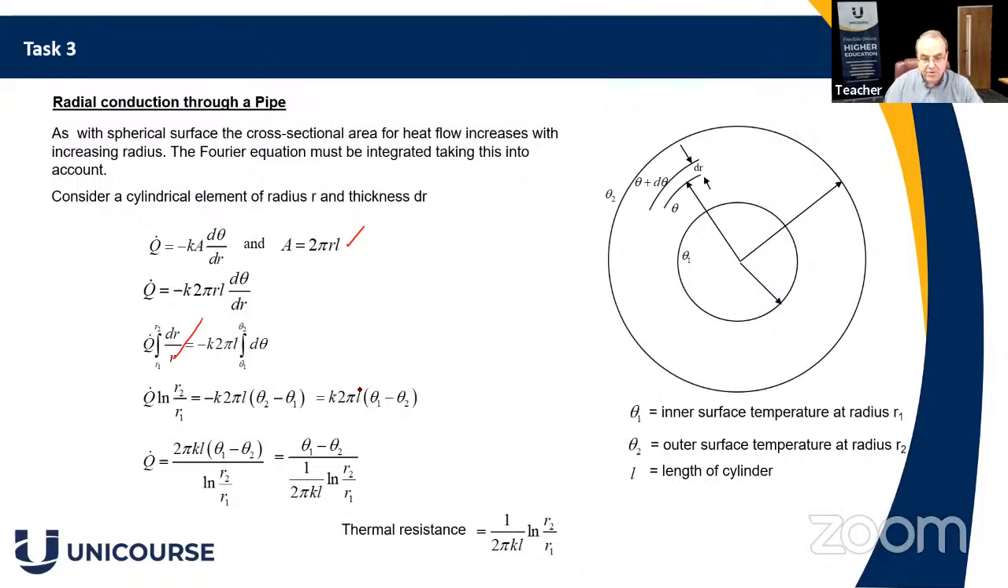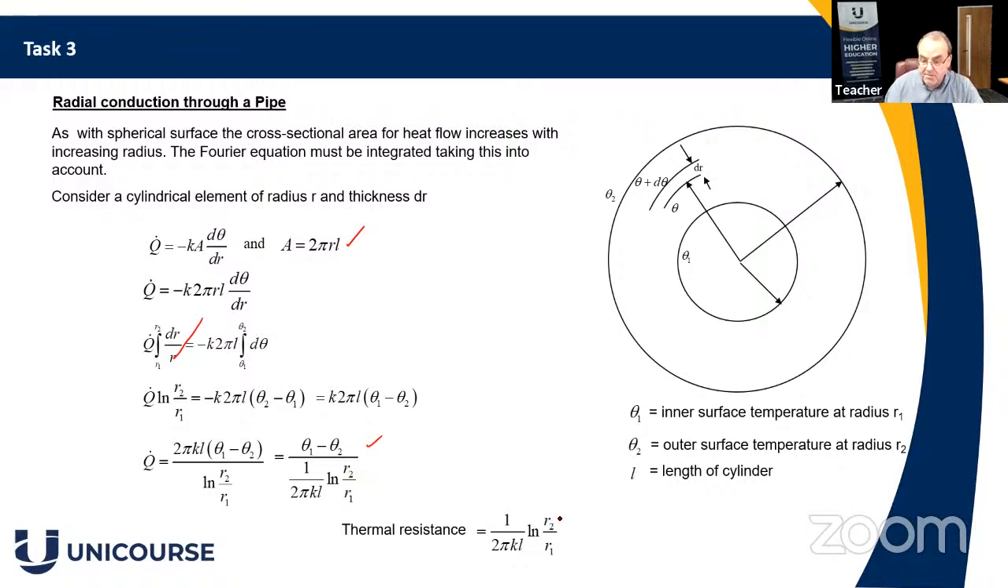So we're going to tidy up that equation now. Taking Q out of the expression, making it what we need to establish, it becomes 2 pi KL (theta 1 minus theta 2) divided by log of R2 over R1. And with a little bit further tidying up, we have theta 1 minus theta 2 on the top, and on the bottom, we have 1 over 2 pi KL times the log of R2 over R1.